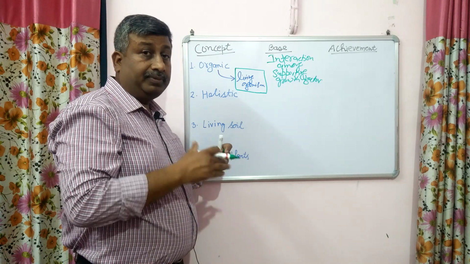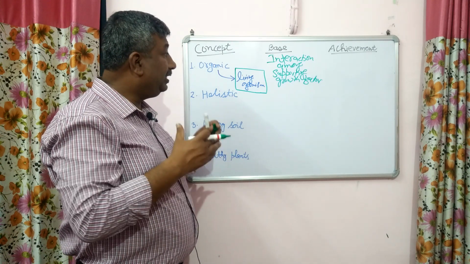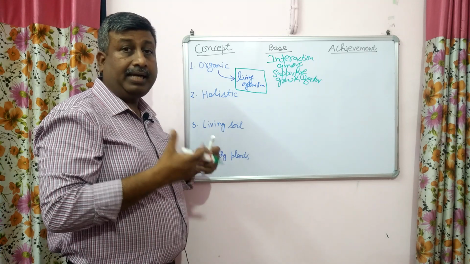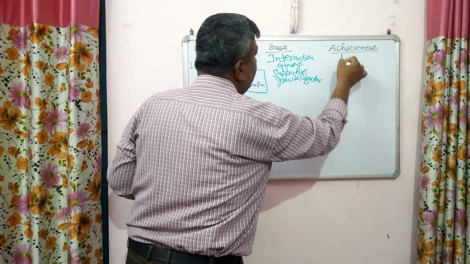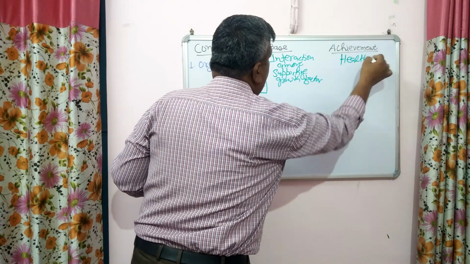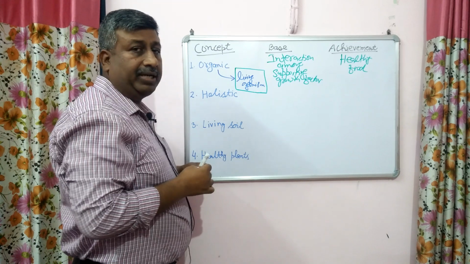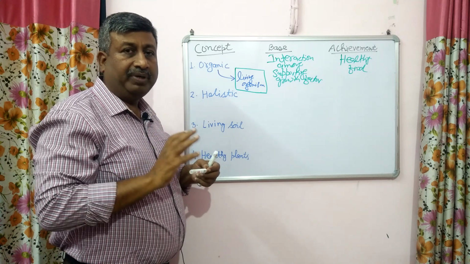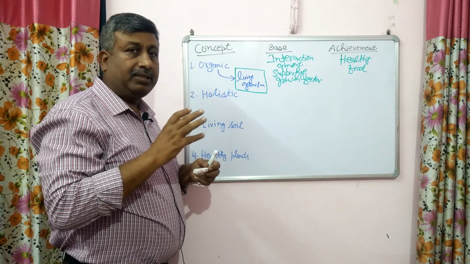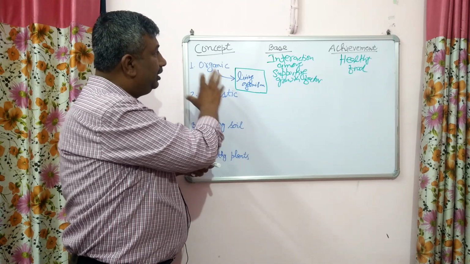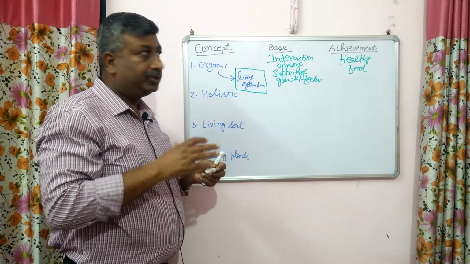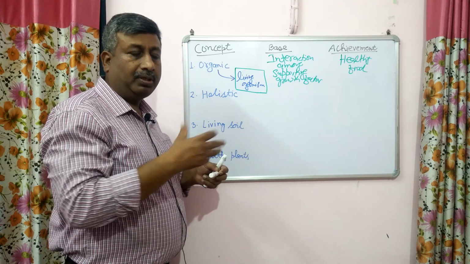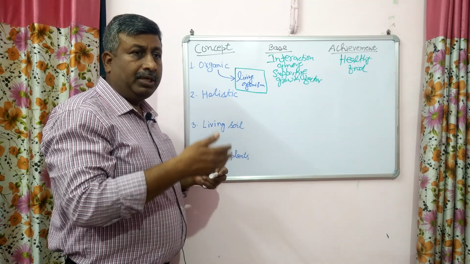So the basic idea or concept behind the organic farm is to utilize the interaction so that plants and animals produce healthy food. So the achievement is healthy food. This is the concept of organic farming, that we can get healthy food from the organic farm. If we are considering an organic farm, then the basic concept is to obtain healthy food. So the achievement is healthy food. How? By utilization of interaction among the growth supporting factors: soil, microorganisms, animals, plants.